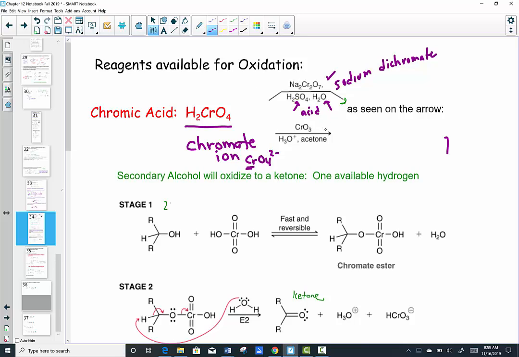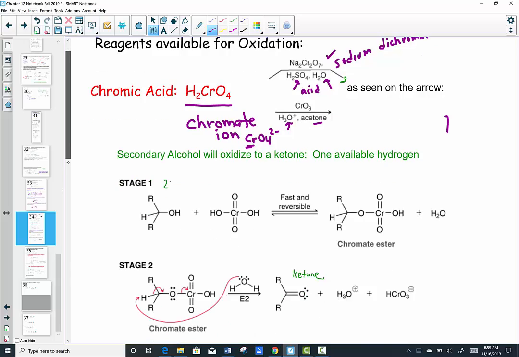Here's another way you might see chromium sitting on the arrow. You'd have it as a compound itself. Chromium with a +3 charge here, so you have chromium oxide and a workup of an acid in a solvent of acetone. These are not numbered steps. So the solvent and the reagent are all in the same reaction vessel. So the chromium in the form of an acidic solution oxidizes.